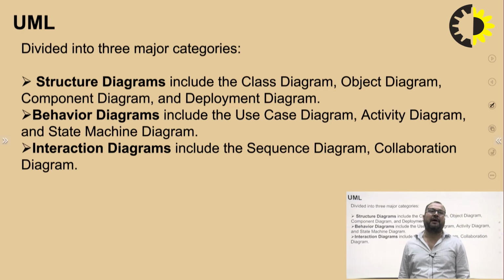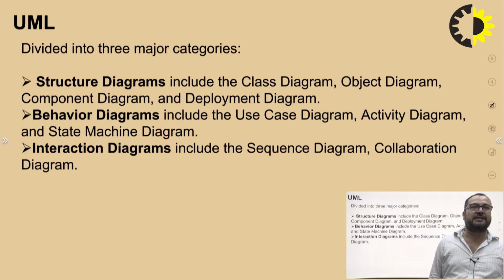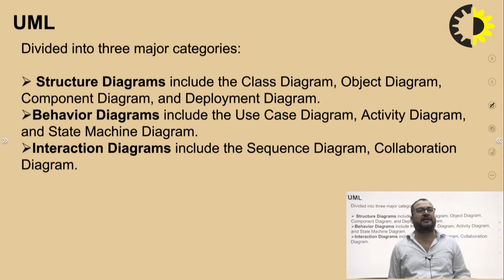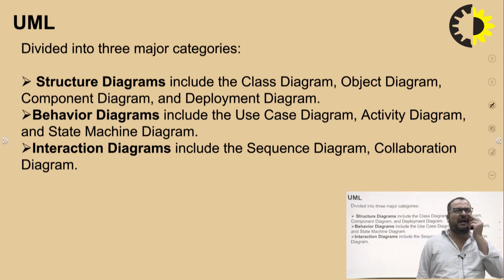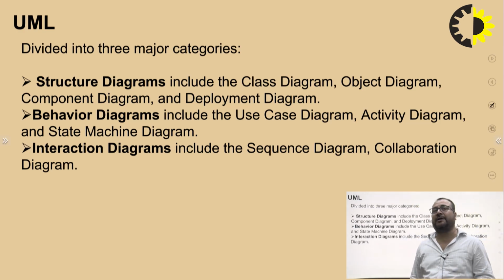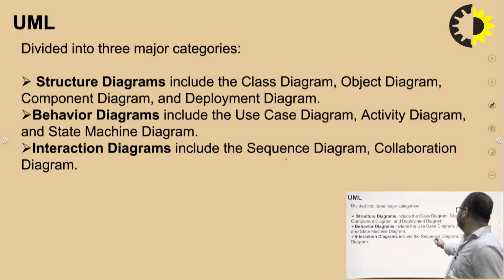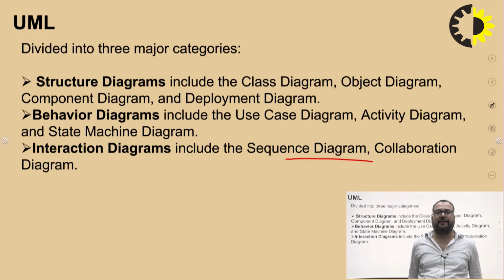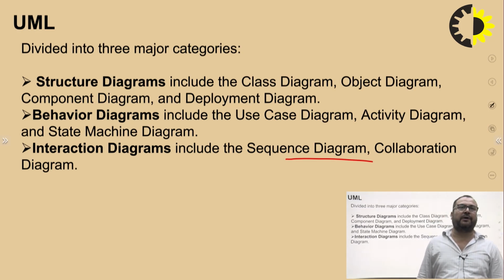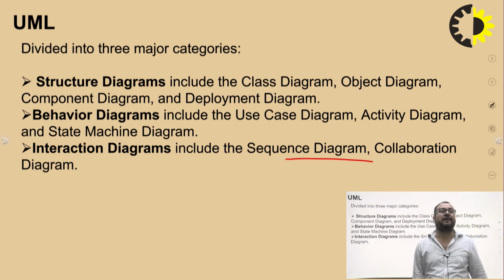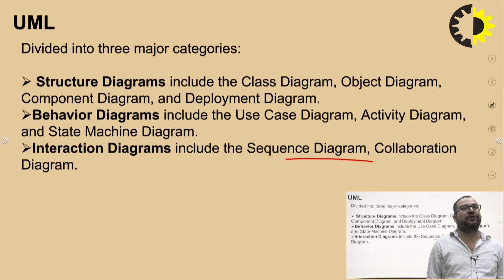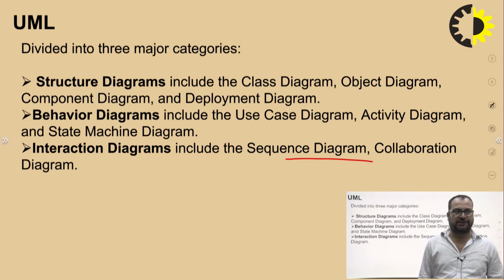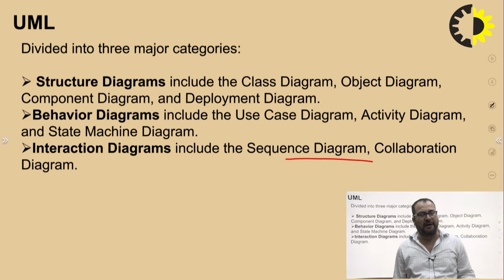In behavior diagrams, the use case diagram, activity diagram and state machine diagram are included. And the interaction diagrams include the sequence diagram and collaboration diagram. How a class interacts with another class, or how an object interacts with another object, is shown by the sequence diagram or sometimes the collaboration diagram. So the 3 major categories are structure, behavior and interaction diagrams.